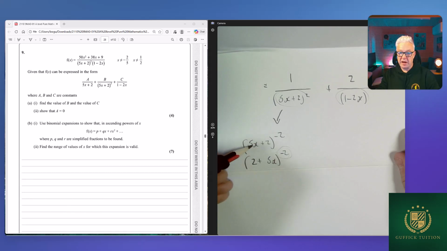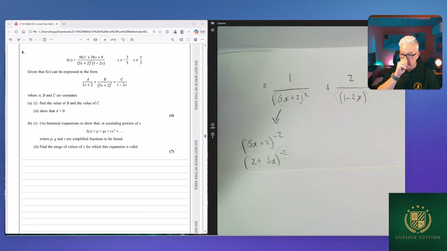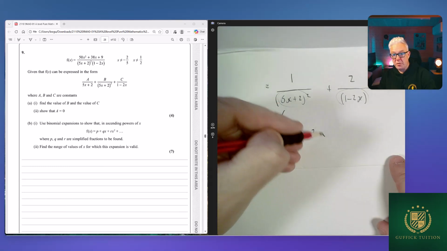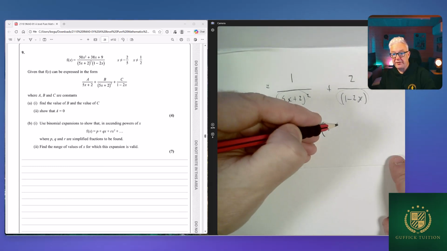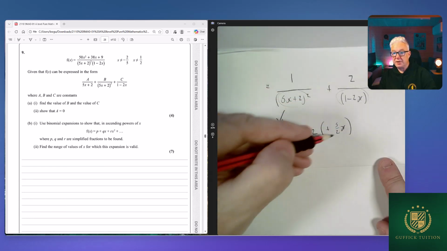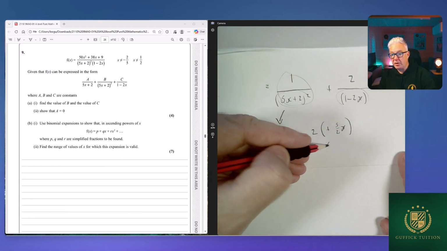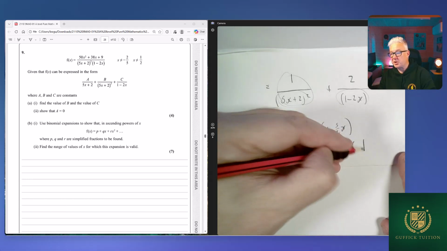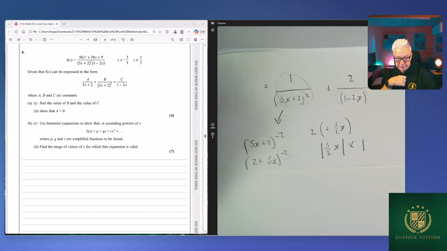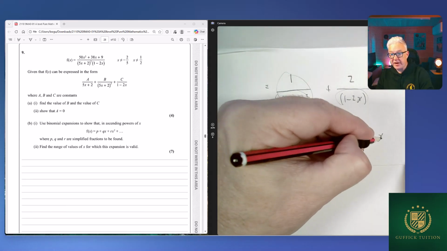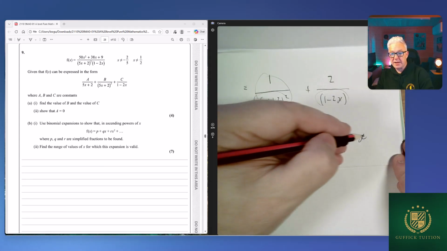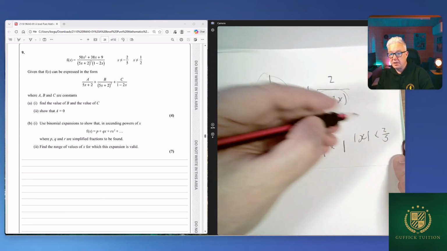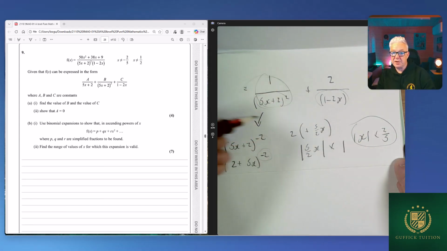So this one first, okay, 5x add 2. Well, basically, when we took out our 2, that became 2, open bracket, 1 add 5 over 2x. So this one here is valid for 5 over 2x. The modulus of 5 over 2x, or the magnitude of 5 over 2x, is less than 1. Which means that this one is valid for mod x is less than 2/5. Okay, so that's the range of values that this first one is valid for.